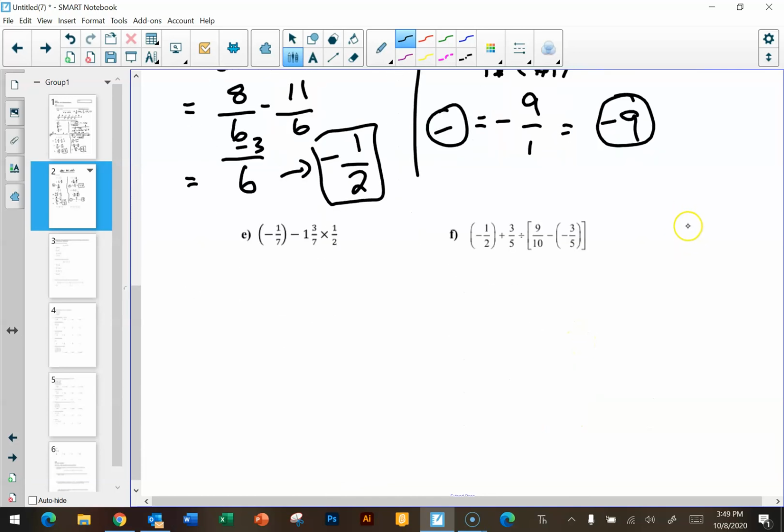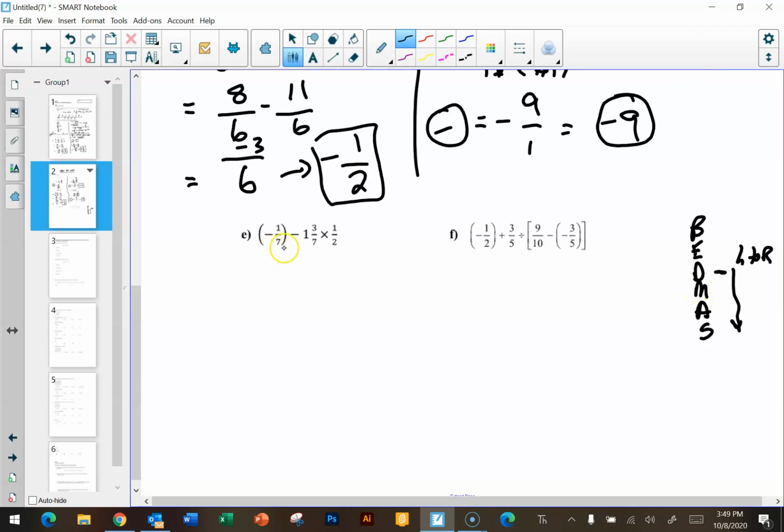Now we've got some order of operations questions down here. So write your BEDMAS on the side. And don't forget that when we get to division and multiplication, it's left to right. So once we get to this point right here, it's left to right. Brackets. Do we have any brackets in the first question? Nope. No exponents. So we're at division and multiplication.